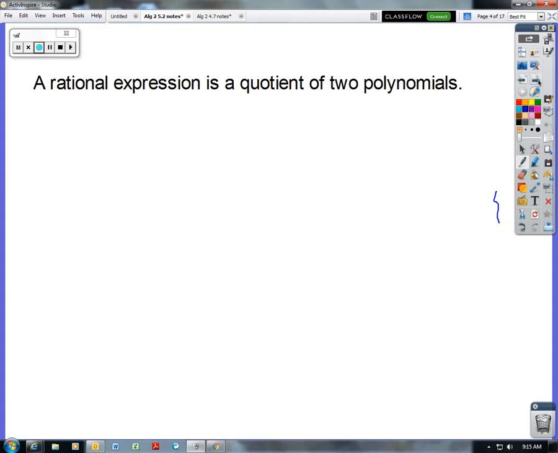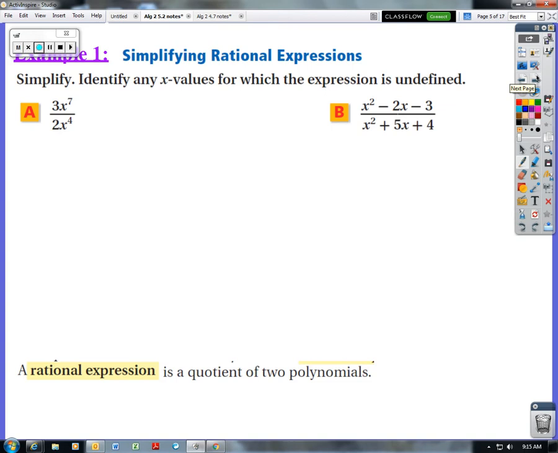Okay, next. Example 1, we're going to simplify. So we start off with one that all we can really simplify, the 3 over 2 is not going to reduce, but x to the 7th over x to the 4th will reduce. And so the 3 will still be on top, the 2 will still be on bottom. And then when you divide exponents, you subtract the exponents, so 7 minus 4 is 3, so it's x to the 3rd, and that's going to be up on top.